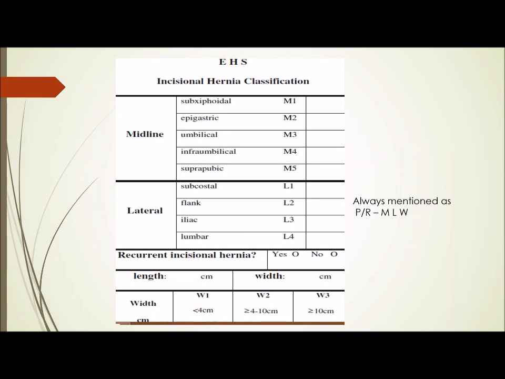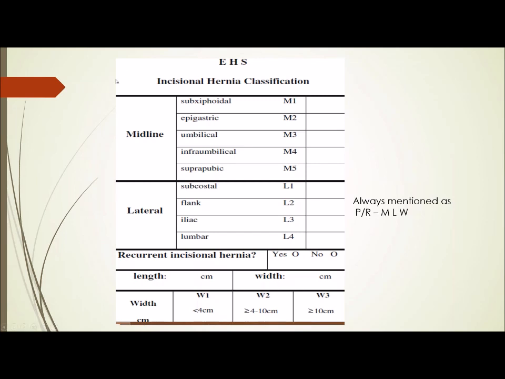Why is the size important? Because you should always do a size measurement and classify according to the EHS classification for incisional hernia. Always do it. Always do it. It gives you a wide range of options available. So basically it is about primary or recurrent.